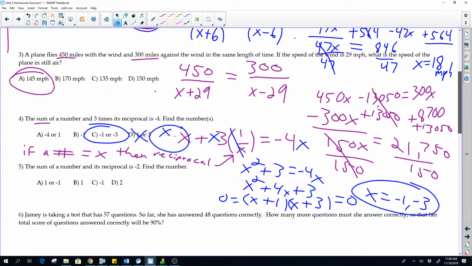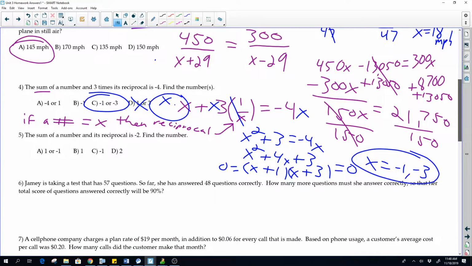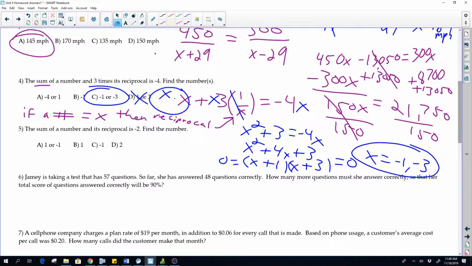Good. So now we'll take a look at number 5. The sum of some number, the sum, so that means addition. The sum of a number, so we'll just call that number x, plus something, and its reciprocal. So the sum of the number plus that is equal to negative 2. And then find the number.